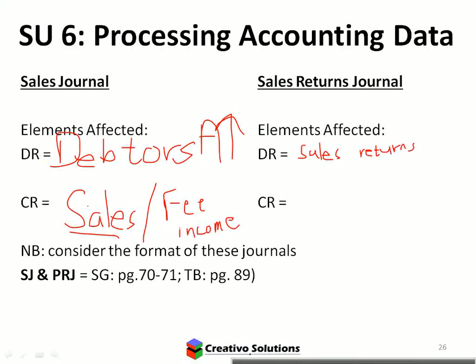Just a note about this because it might be the first time you're seeing this. So sales income: sales would be increasing, income increase. Sales returns, is that income? No. Sales returns would be an expense. That's increasing, because you show both transactions.